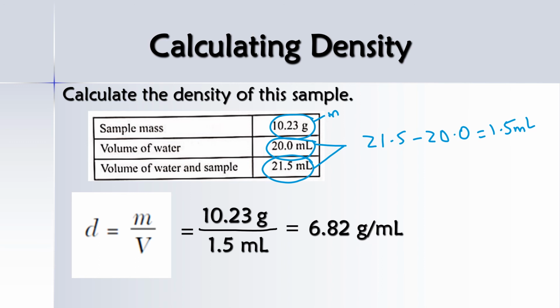We want to make sure that we have the correct number of sig figs. The number at the top has 4 sig figs, and the number at the bottom has 2 sig figs. Remember, our answer should have the least number, so that means we want to have 2 sig figs in our answer. So we'll keep the 6, we'll keep the 8, and we'll get rid of the 2. Because 2 is less than 5, we don't need to round the 8. So the final answer will be 6.8 grams per milliliter.